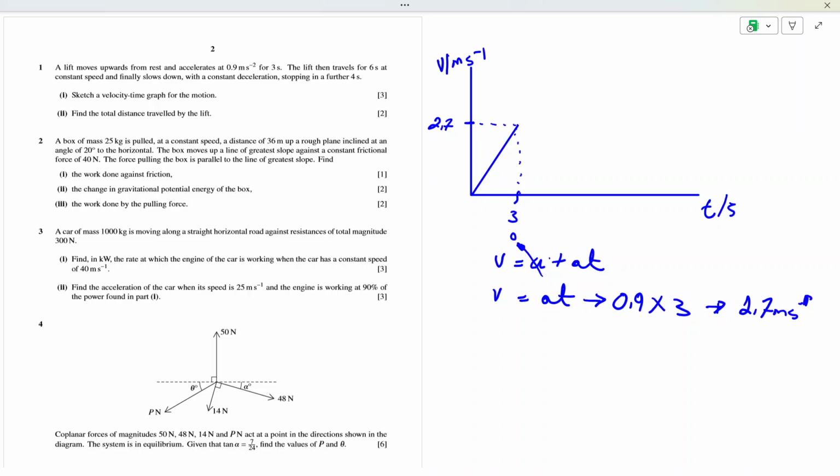It then says that the lift travels for 6 seconds at constant speed. So when we have constant speed, that means the speed stays at 2.7 meters per second, right? So for 6 seconds, which is 6 plus 3, that will give us 9 seconds. At 9 seconds, we know that it's still traveling at constant speed, and then finally slows down with a constant deceleration, stopping in a further 4 seconds. So 9 seconds plus 4 seconds is going to be 13 seconds. I'm just going to mark the 13 seconds here, and I know that the graph goes down like that. And there you go, that's your graph for part 1.